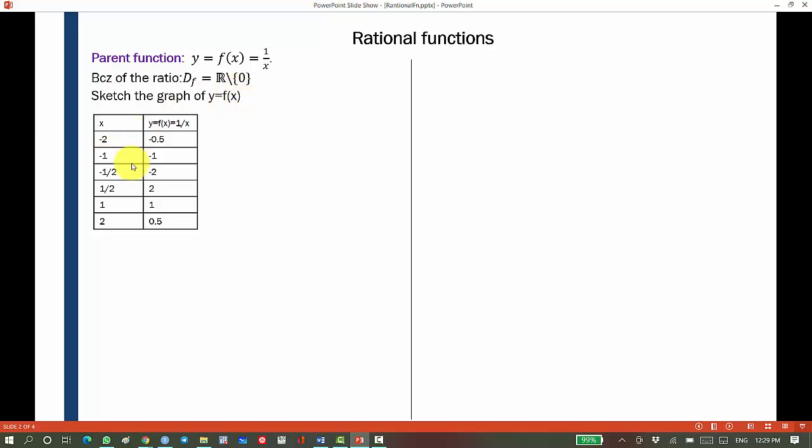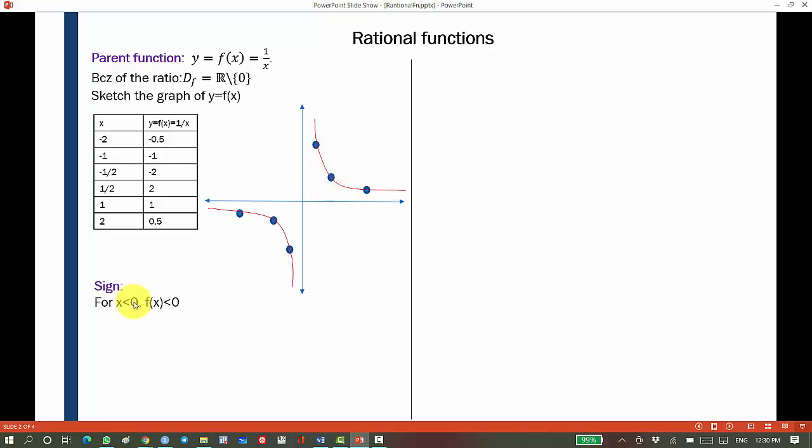For that, we use some values from the domain, for example, -2 for which y is -0.5, -1 for which y is -1, and so on and so forth. And then finding all these pairs in two-dimensional space, we get that the graph of this rational function y equals 1 over x has two parts, the lower part and the upper part.